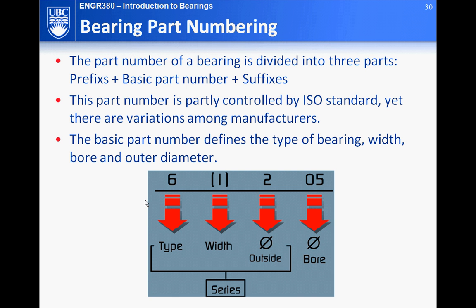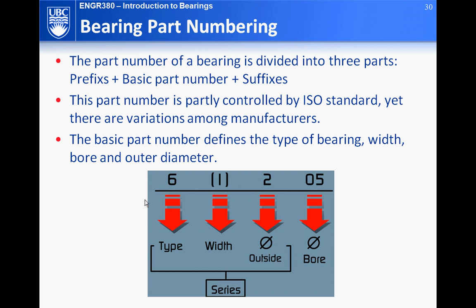So, bearing part numbering. This is basically a working experience. When you buy a bearing, you look at the catalog, right? So what does that number basically mean? Or when you call the representative, what number should you give to the rep over there?